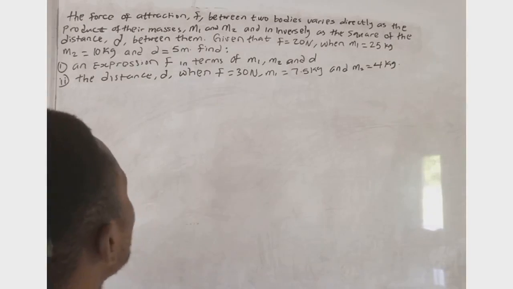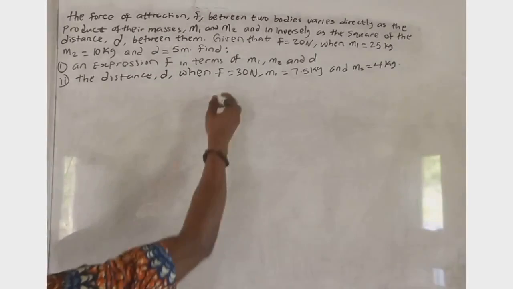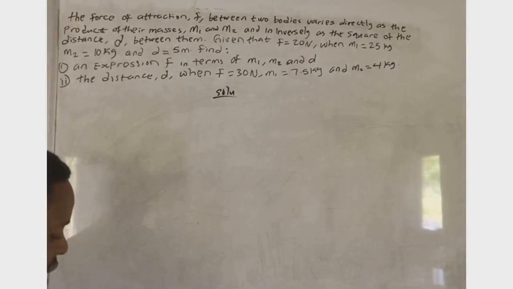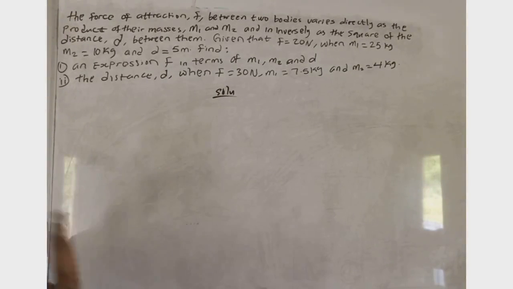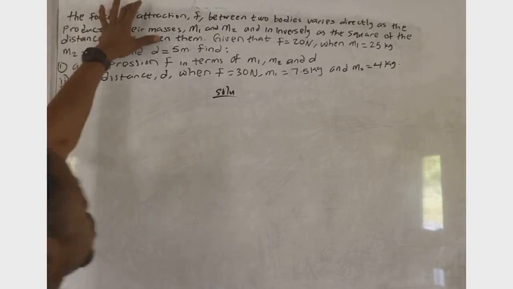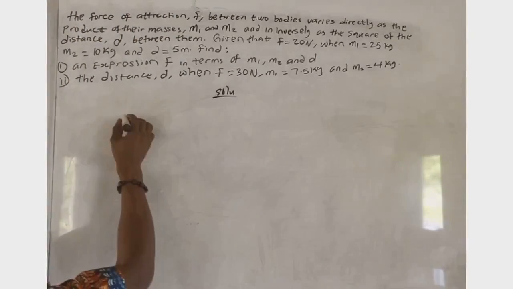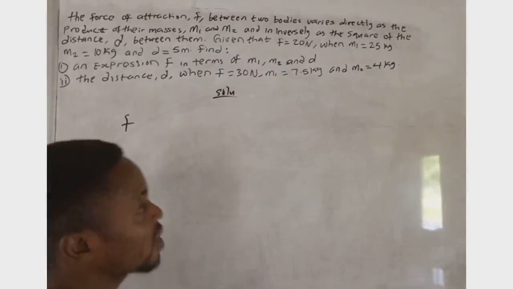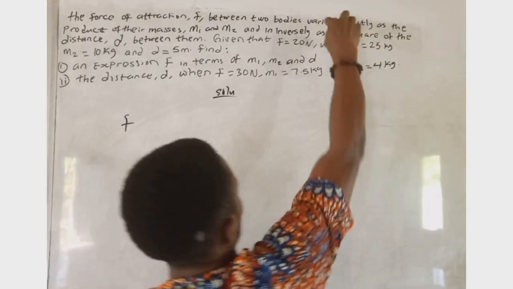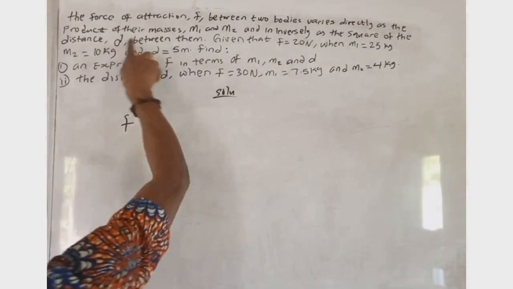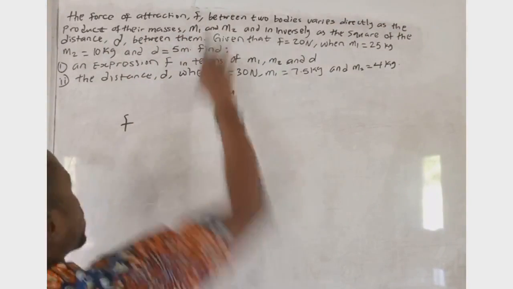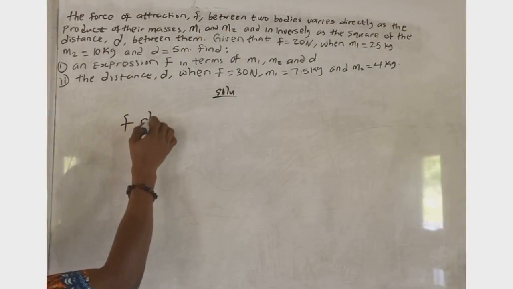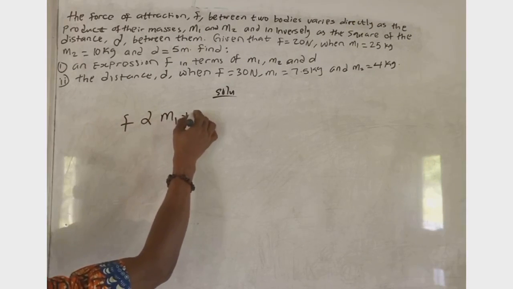Let's read the question again and do the solution. Listen to how I will read it and interpret it. The force of attraction F, it means that we have our F, the force of attraction between two bodies, varies directly as the product of their masses m1 and m2. So it means F varies directly as the product of m1 multiplied by m2.